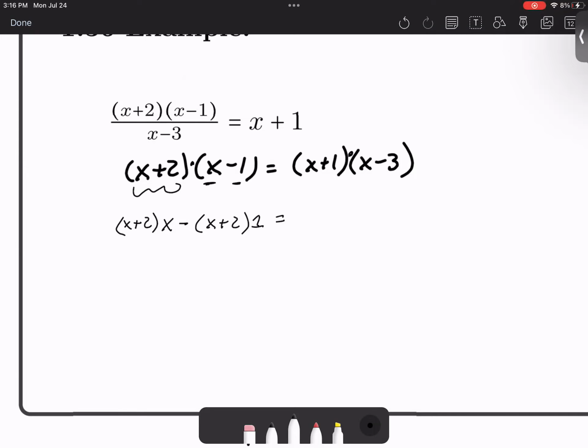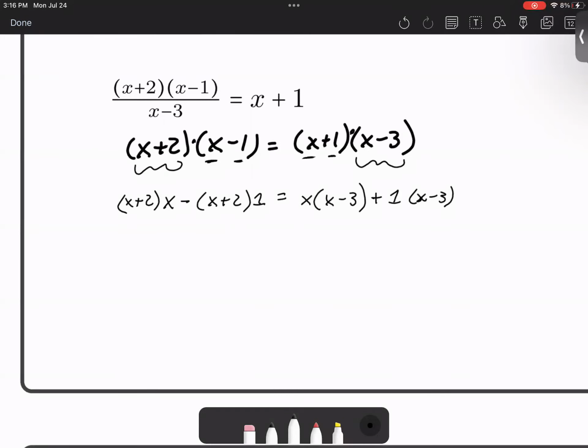And let's do the same thing here. Let's distribute. In fact, let's distribute from the opposite direction this time. Let's take this x minus 3 and send it to the x and to the 1. So here we will have x times x minus 3 plus a 1 times an x minus 3.